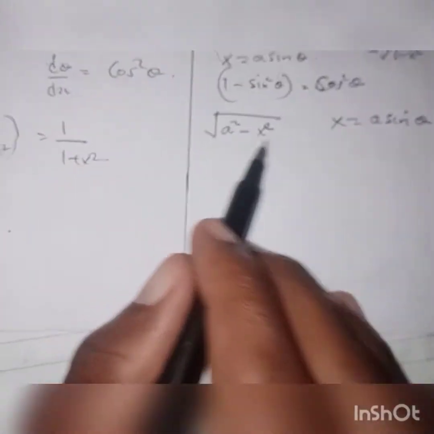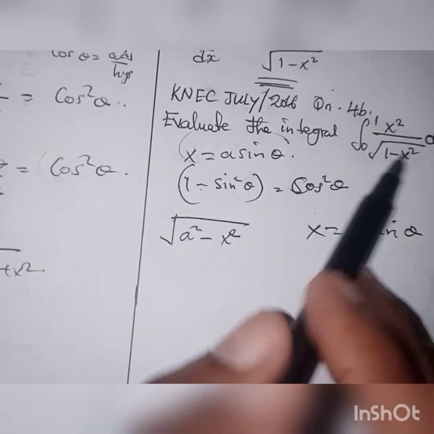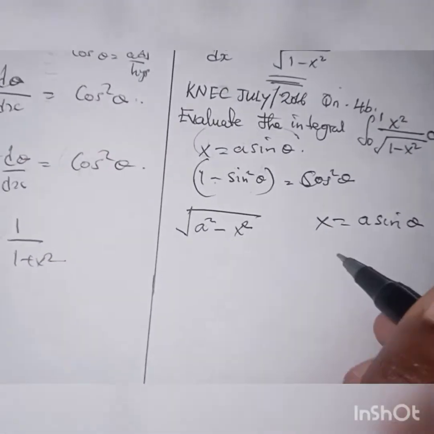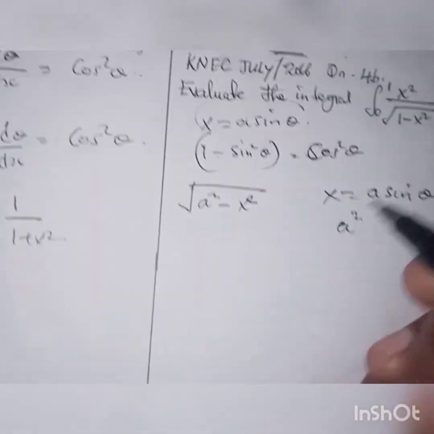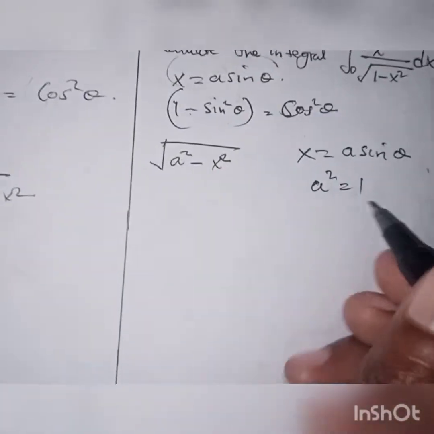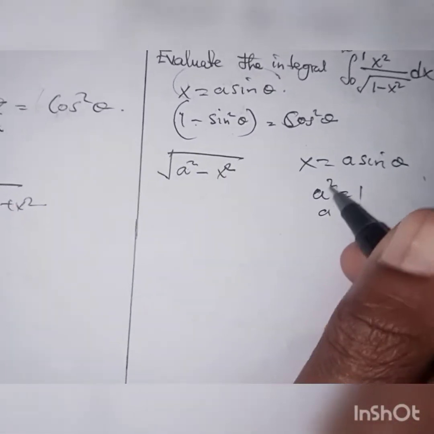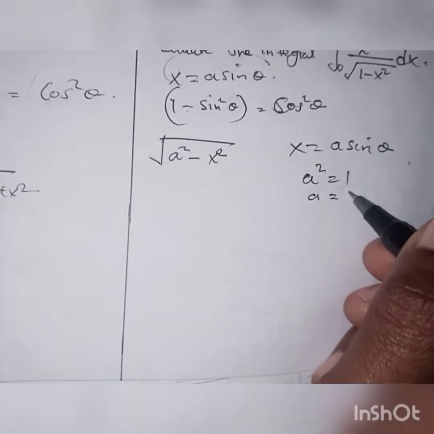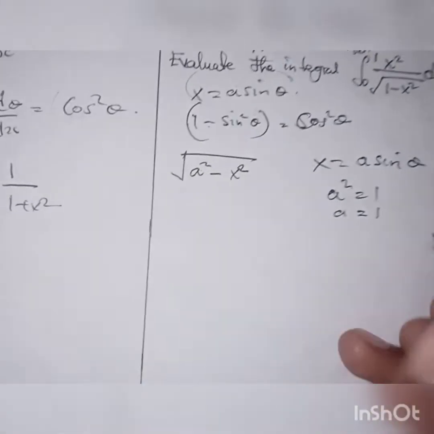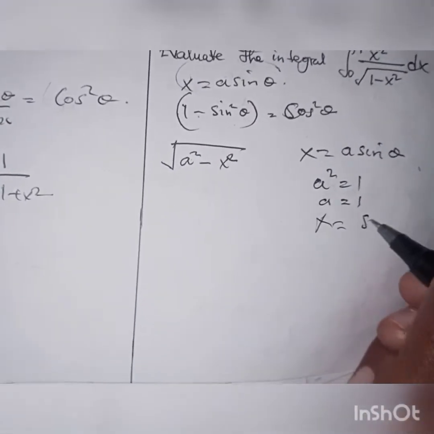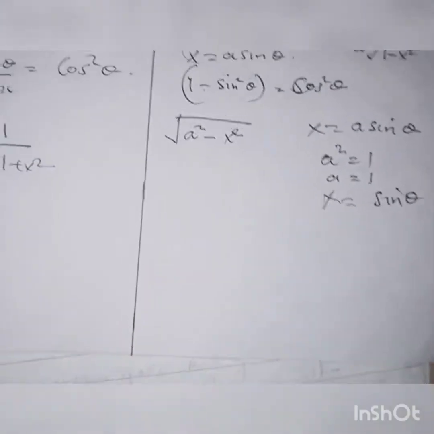Now how can we get our a from this function? Our a squared in our function is 1. Getting a, we just take the square root, so a will also be 1. Therefore x will be just a sine theta. That will be our x.